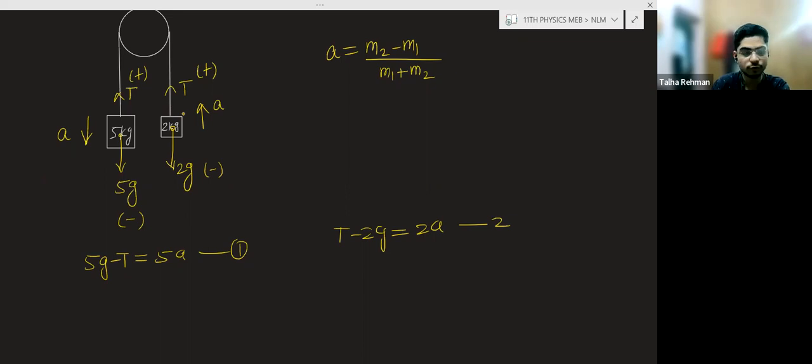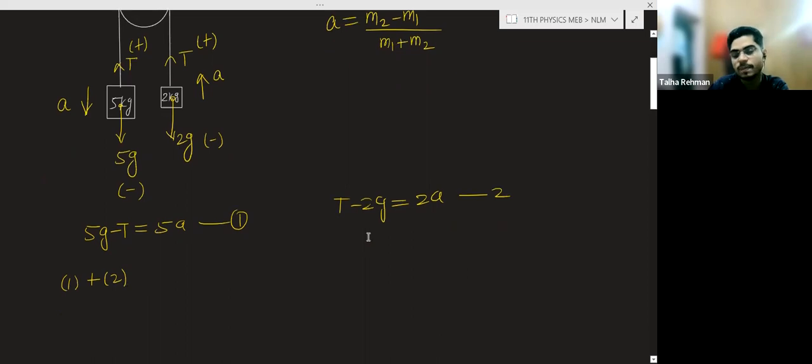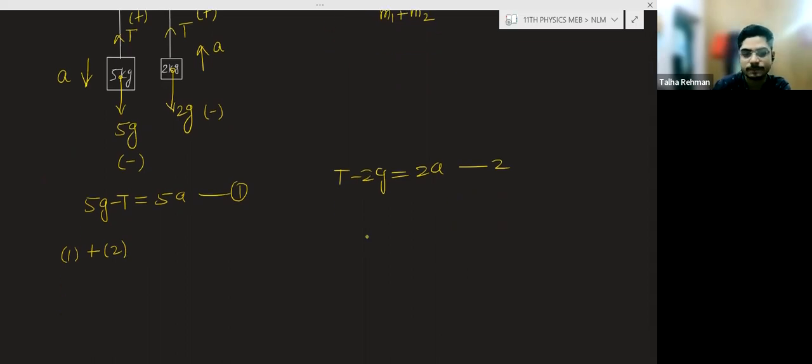Now what you will do, you will add equation 1 and 2. This T and this minus T will be cancelled out. So it will become 5g minus 2g, which is 3g, and it will become 5a plus 2a, that is 7a.